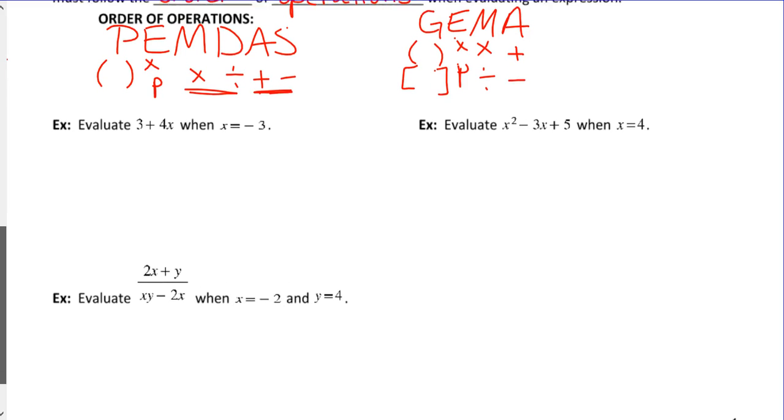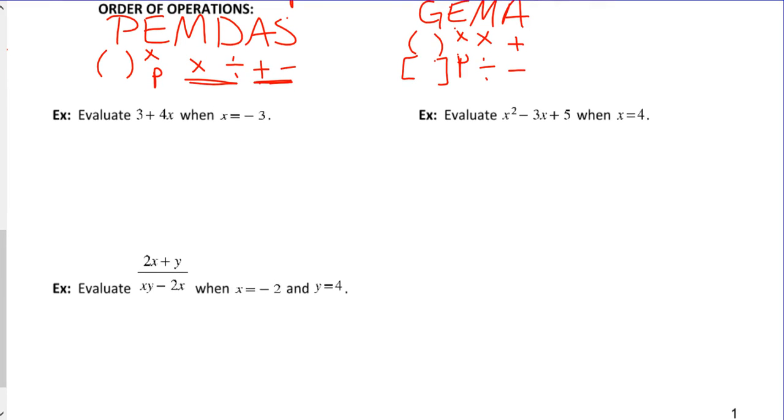So let's practice a couple of those. When we look at this expression of 3 plus 4x, we want to evaluate it when x equals negative 3.